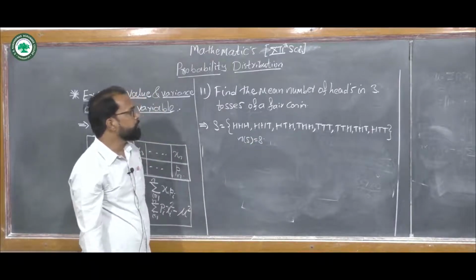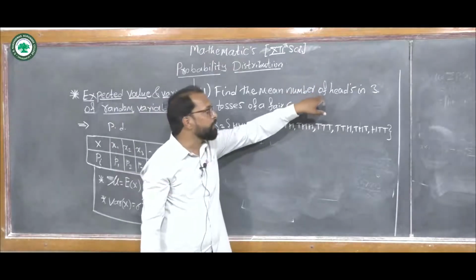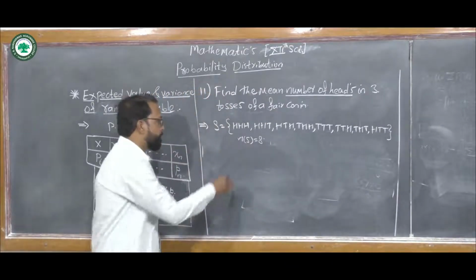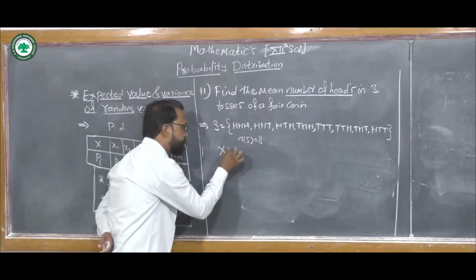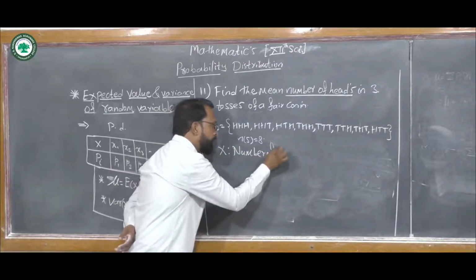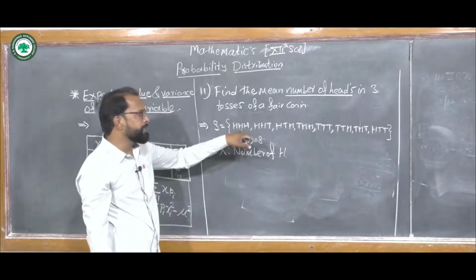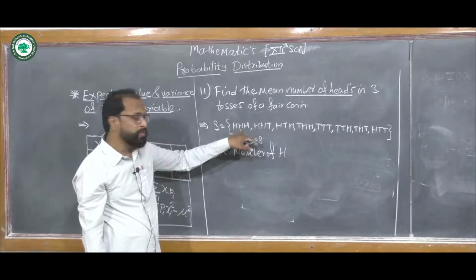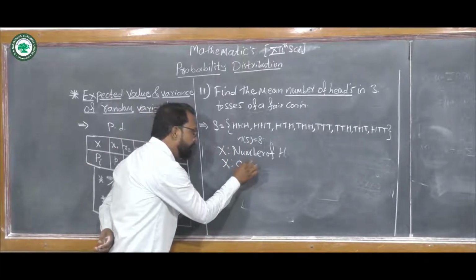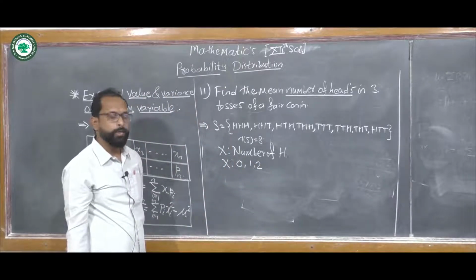Now here we define the random variable x as number of heads. So x equals to number of heads. So here the minimum and maximum number of heads, that is the values of x, are 0, 1, 2 and 3 only.